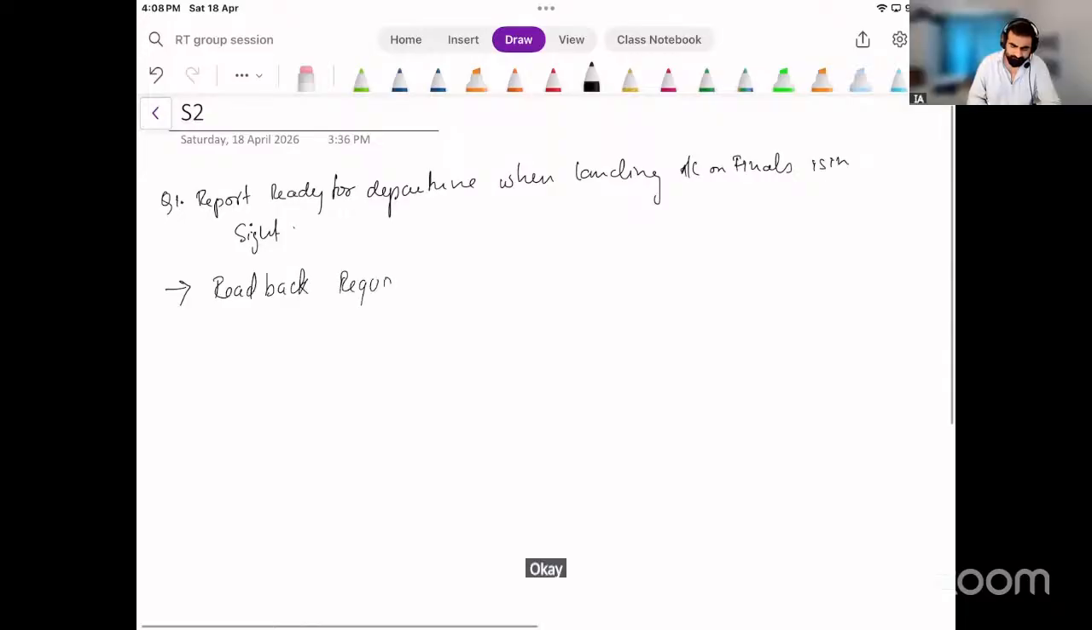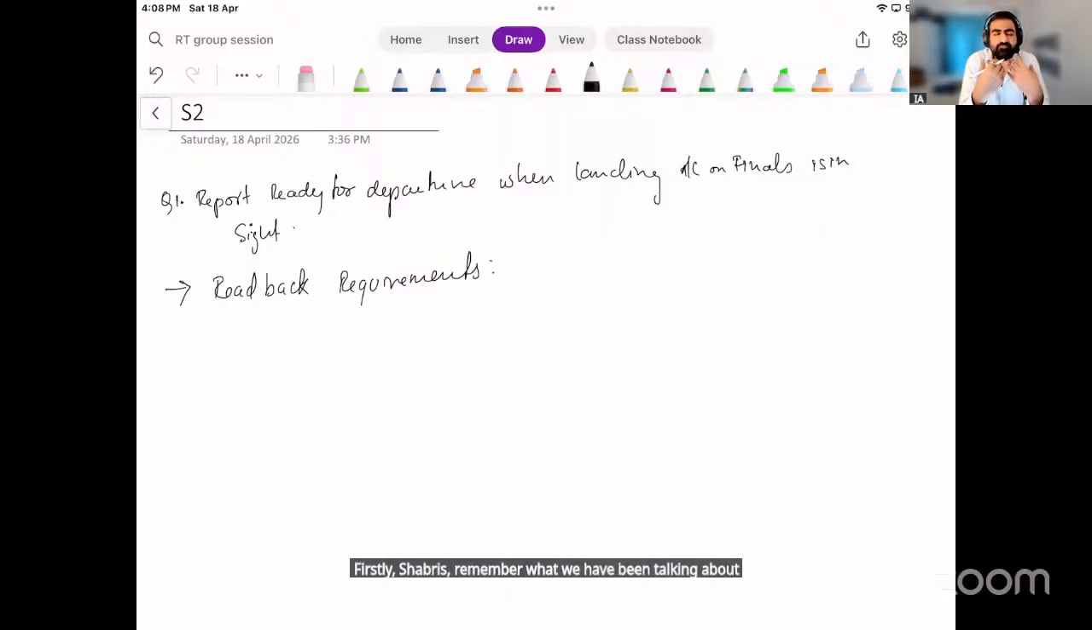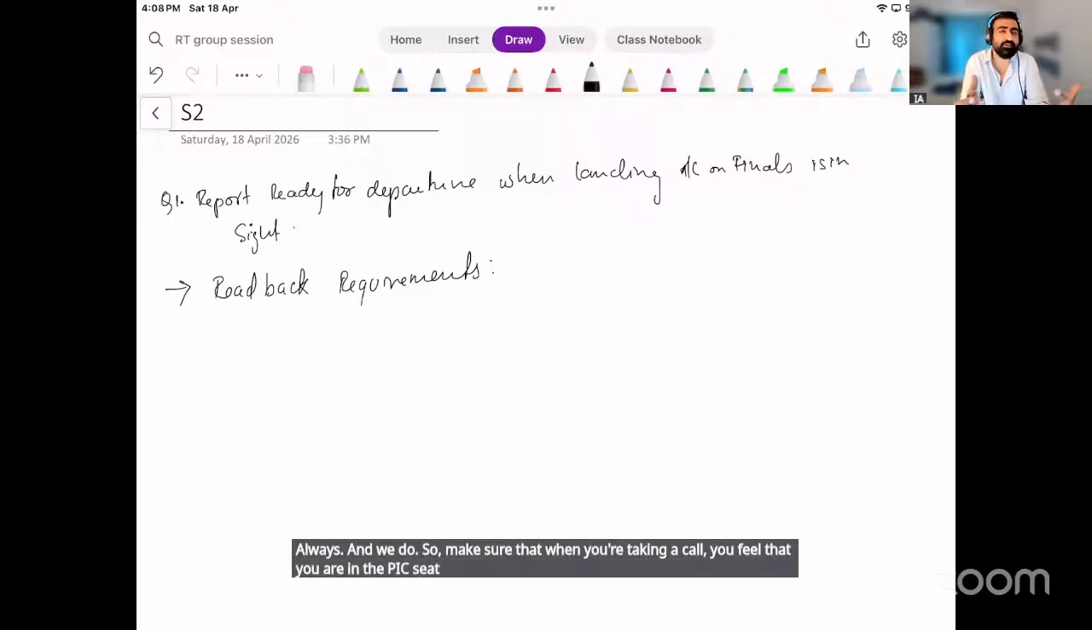Okay. We can do much better than this. Firstly, Shabrish, remember what we have been talking about. We have to speak clearly, always. So make sure that when you're taking a call, you feel that you are in the PIC seat. Everything else will automatically kick in.